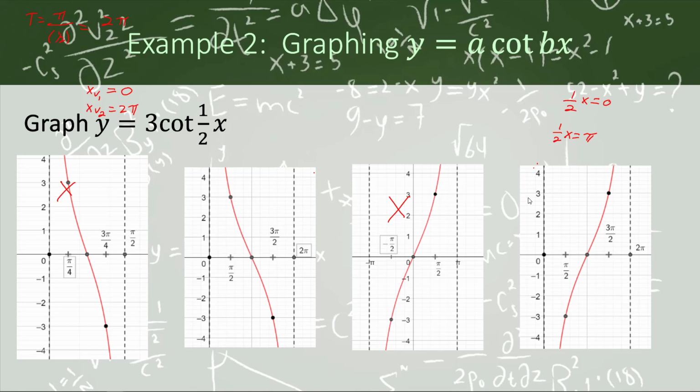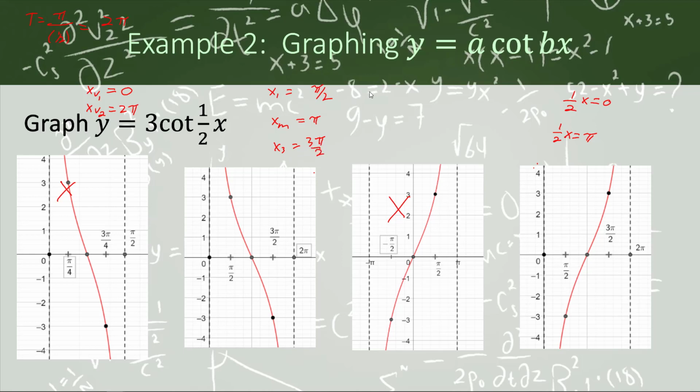Okay, so now with that in mind, we need to go ahead and compute the midpoint, the first quarter, and the third quarter. Well, the midpoint, xm, is going to be halfway between 0 and 2 pi, which will be pi. x1, the first quarter, is going to be halfway between pi and 0, which will be pi over 2. And then finally, the third quarter is going to be equal to 3 pi over 2.